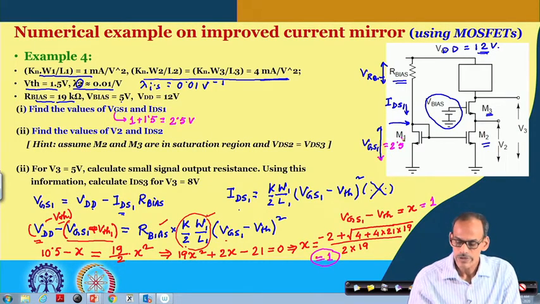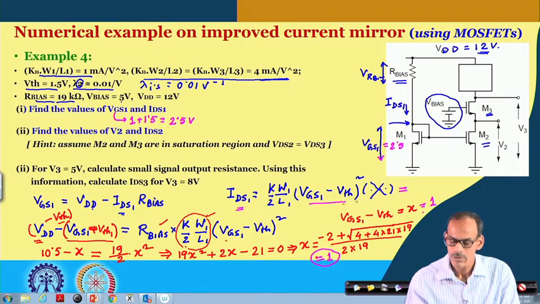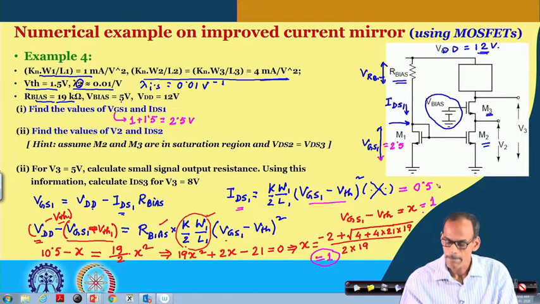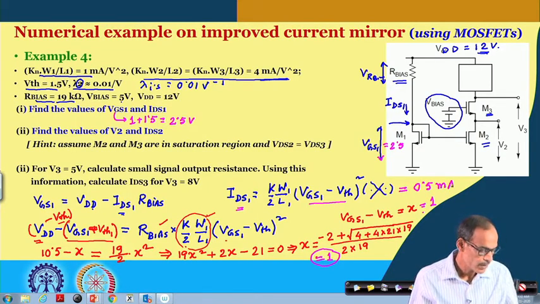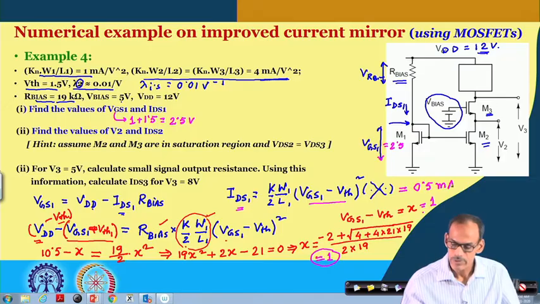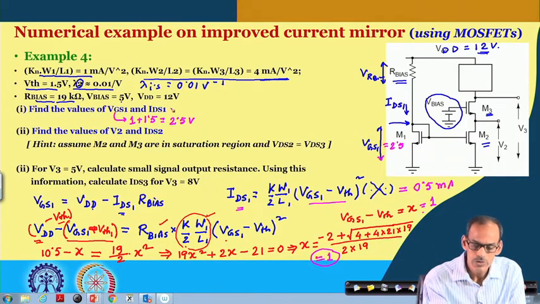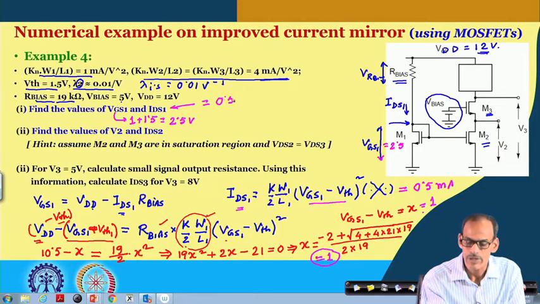and the corresponding current, if we put the value of x equal to 1 here, then we get IDS1 equals 0.5 milliampere, right. In fact, this is equal to 0.5 milliampere.